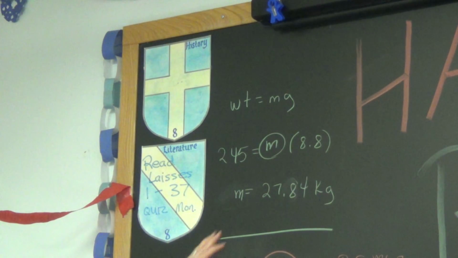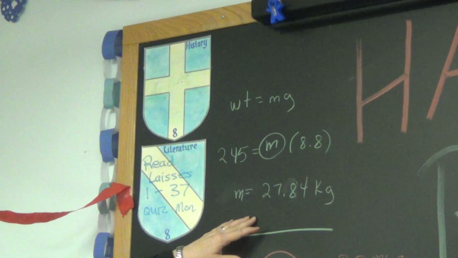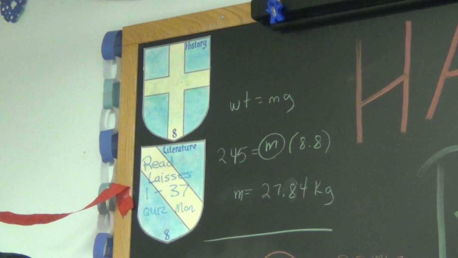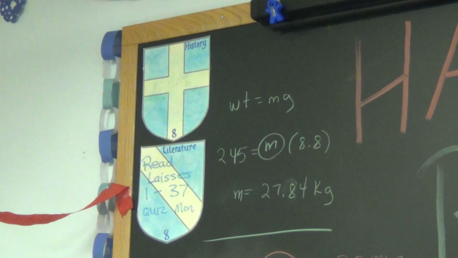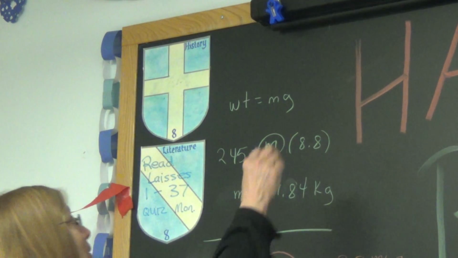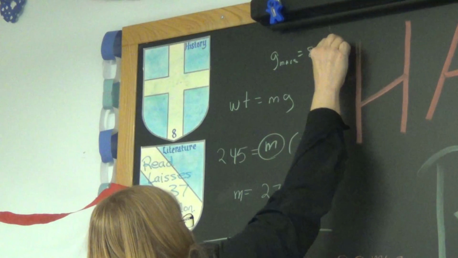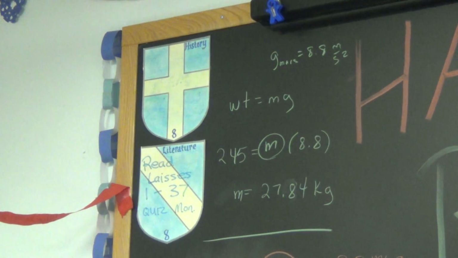A question: for converting weight to mass from Earth to Mars, which constant do we use? If you're on Mars, you use Mars's number. If you're on Earth, you use Earth's number. So I had to give you that. I told you g on Mars is 8.8 meters per second squared. I won't give you it on Earth, but any other planet I will give you.